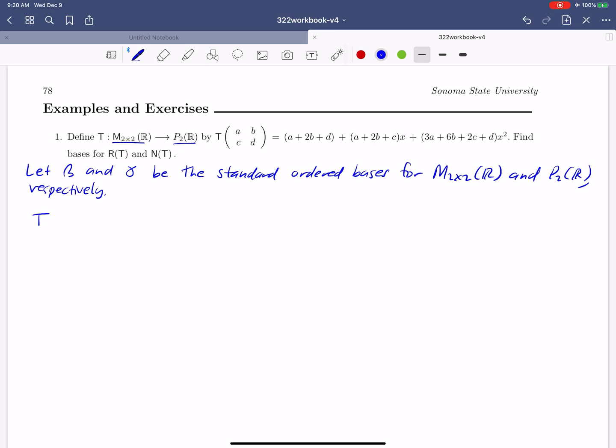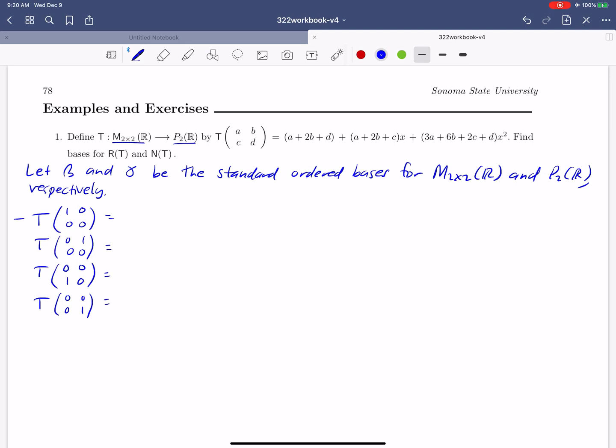take the basis vectors for our domain. Remember what the standard ordered basis for M2 by 2 of R looks like. So it looks like the matrices 1, 0, 0, 0, 0, 1, 0, 0, and so on down the line. Okay, we're going to substitute those in one at a time and just see what we get out here.